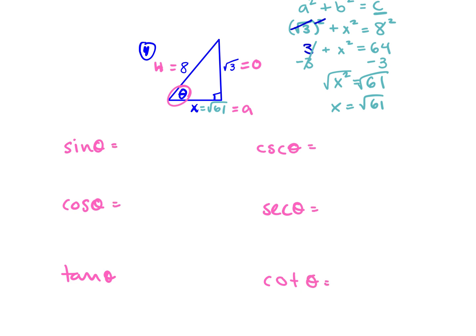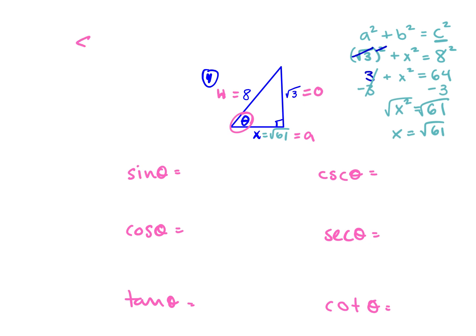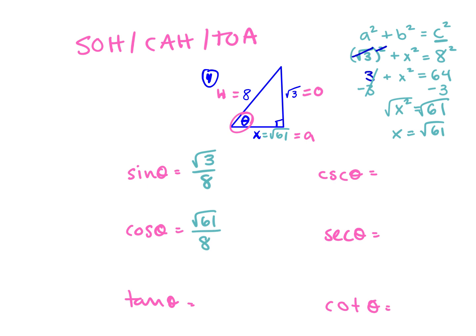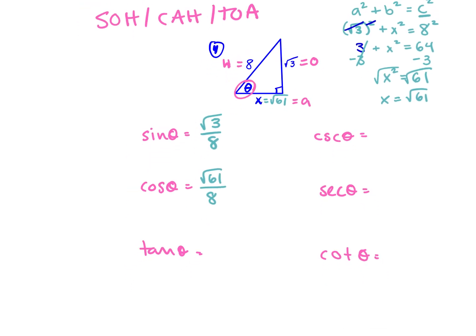Now according to SOHCAHTOA, I'll write it again up here for us. SOHCAHTOA. Sine would be what over what? Square root 3 over 8. Can we leave our answer like this? Yep. We just can't leave it if it has a square root in the denominator, but this is fine. Cosine, adjacent over hypotenuse. What would our adjacent over hypotenuse be? Square root 61 over 8. Perfect.